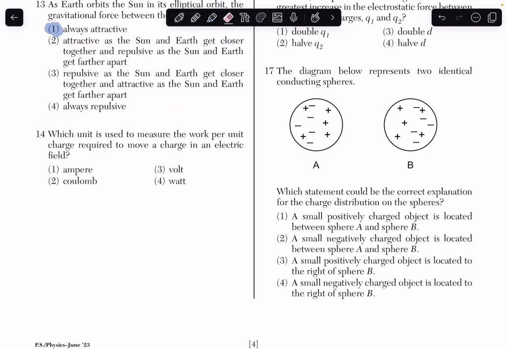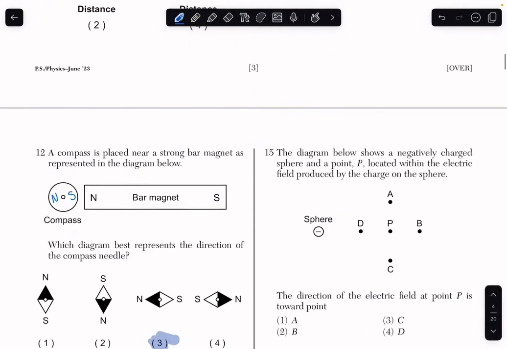14. Which unit is used to measure the work per unit charge required to move a charge in an electric field? So that is going to be volts. So don't get scared by this question. Just look at the reference table. We can see here that work over charge, which is work over Q, that's equal to volts. Okay? That's on the reference table.